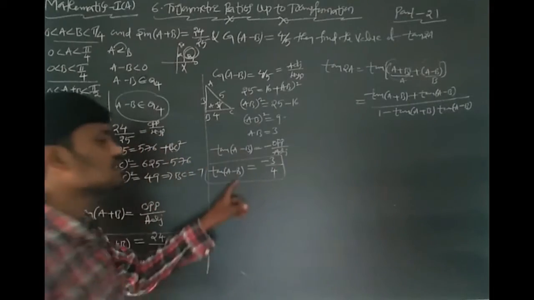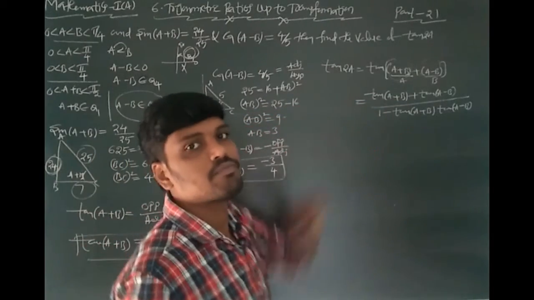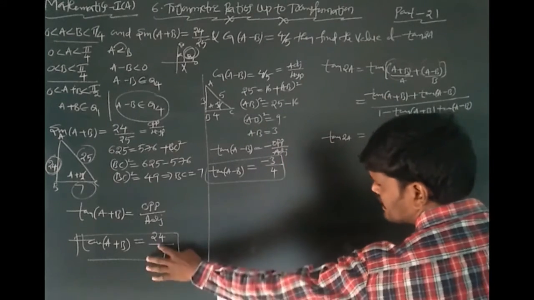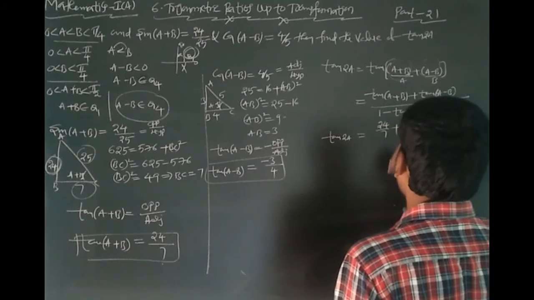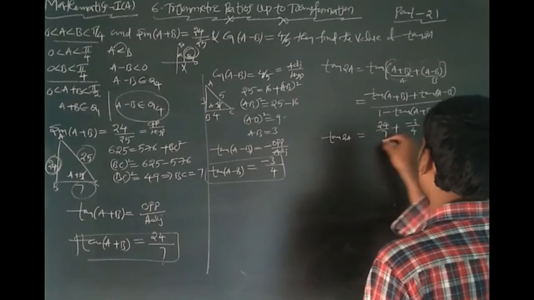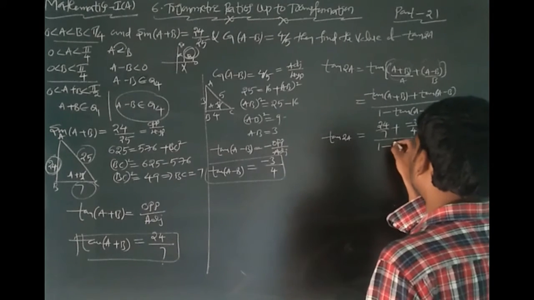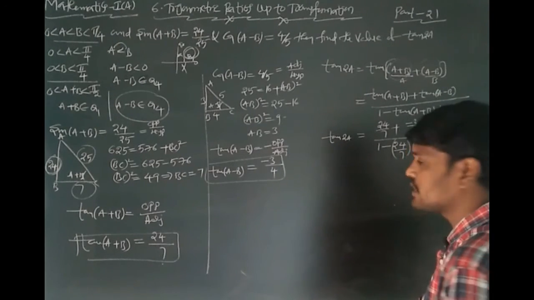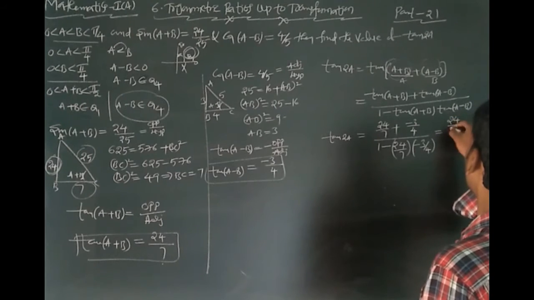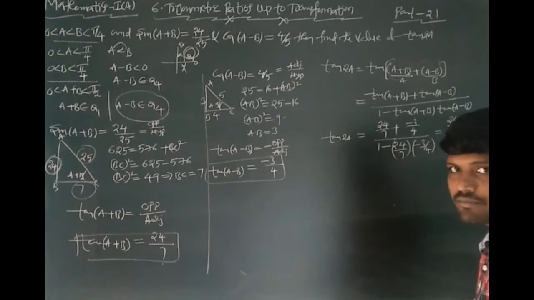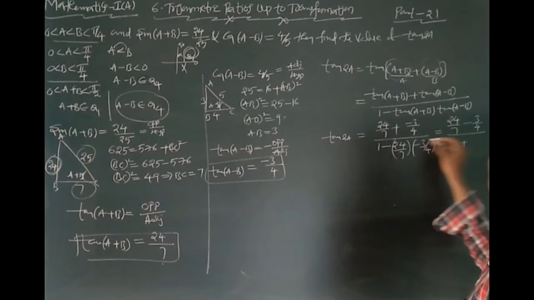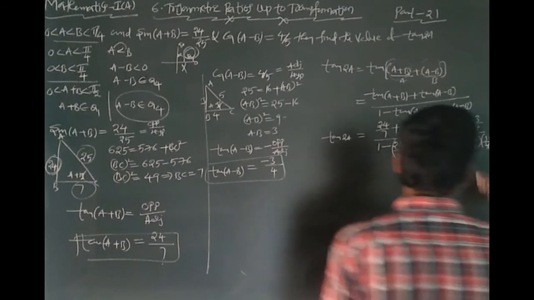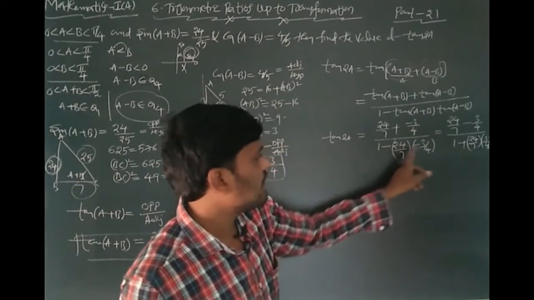These two values are substituted in this problem. You get what? Tan 2A. What is the value of tan A plus B? 24 by 7 plus tan A minus B, minus 3 by 4, all by 1 minus tan A plus B, 24 by 7 into minus 3 by 4. After that you can write 24 by 7 minus 3 by 4, all by 1 plus 24 by 7 into 3 by 4. Once again, minus into minus is plus.